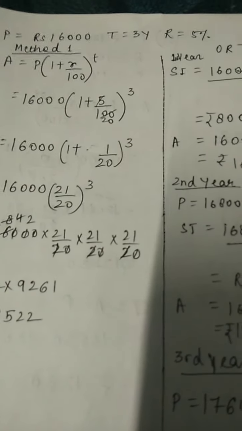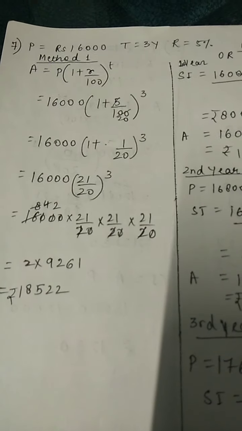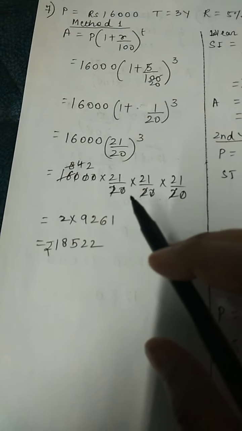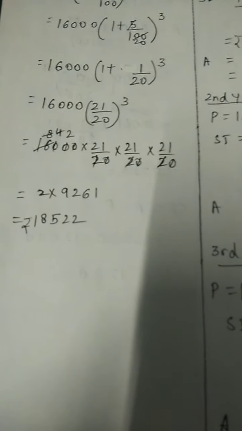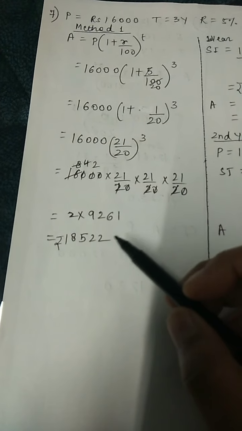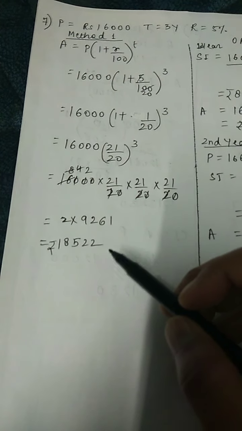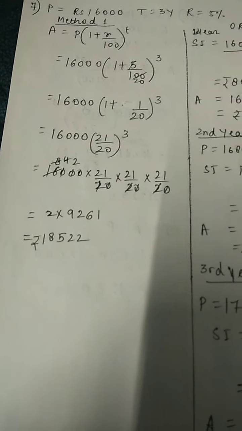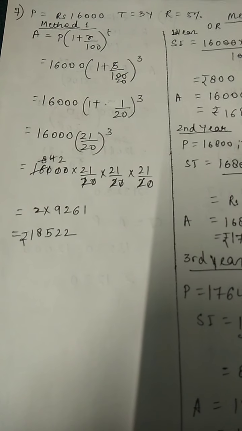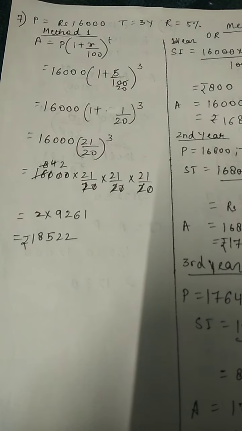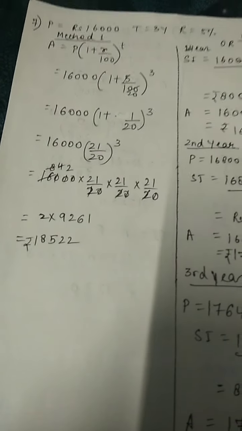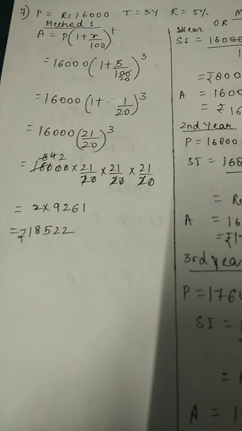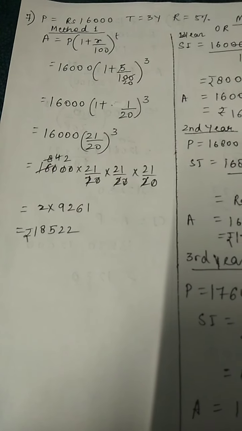So we got 1 plus 1/20, we will take the LCM, we will get 21/20, and whatever is getting cancelled we will cancel, and we will multiply the numerator part. In this method we got the amount as 18,522.